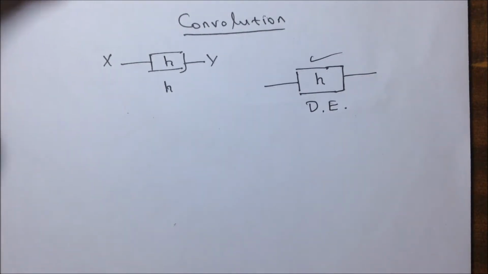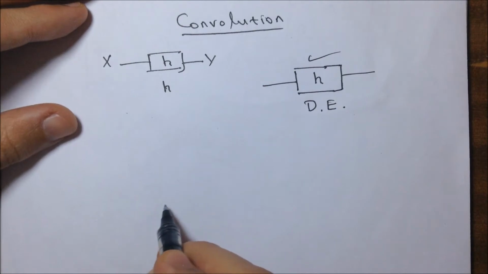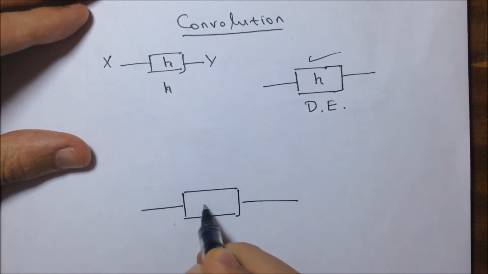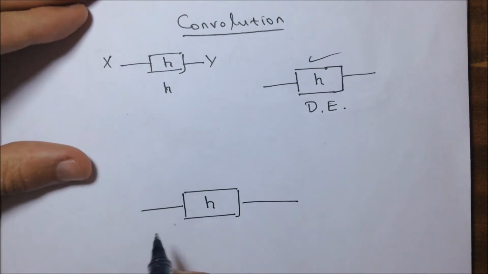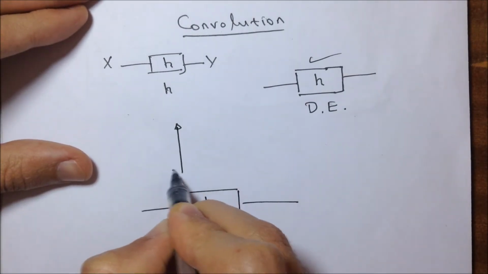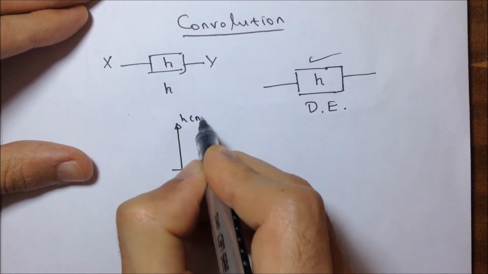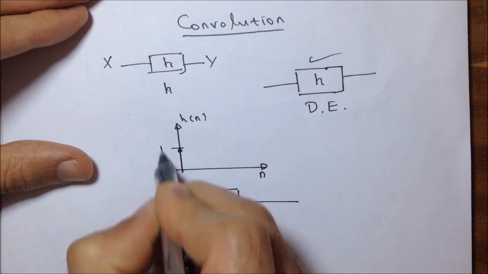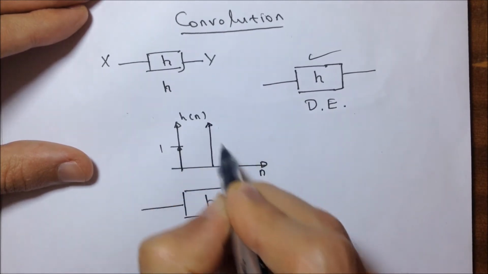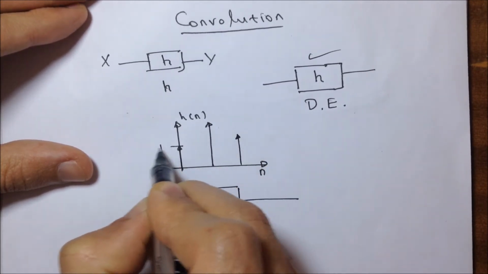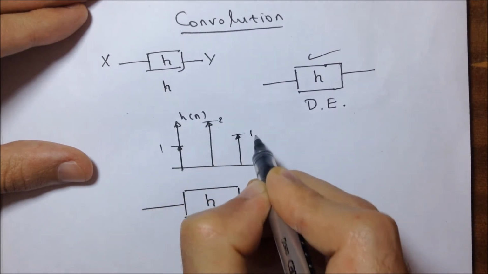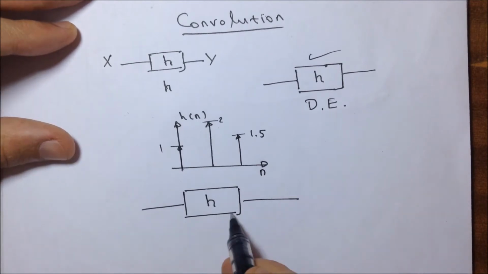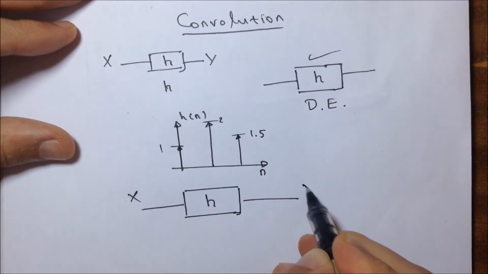Now, for the sake of argument, assume we have a system with the following impulse response. So this is the system which is characterized by H, and this is H. This is H of n, and this is the n-axis. Now H of n is simply 1, then 2, then 1.5. So this is 1, this is 2, this is 1.5.